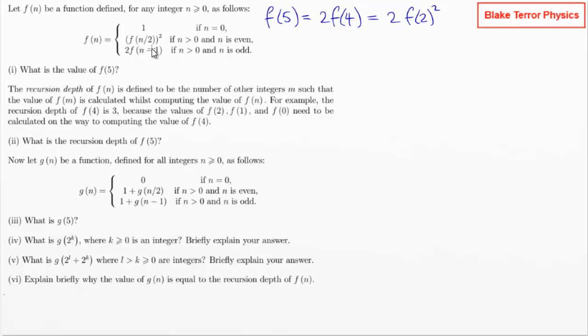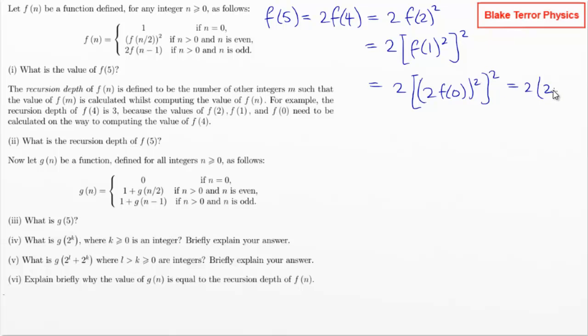f2 will also go in the middle branch. So we've now got 2 lots of f1 squared squared. And f1 is back to the bottom branch, is 2 lots of f0. So 2 lots of f0, that needs to be squared, and then we need to square it again. Okay, this is a recursive mess, but I think we got to the bottom of it, because f0 is then 1. So this means we've got 2 times 1 squared, so 2 squared squared.